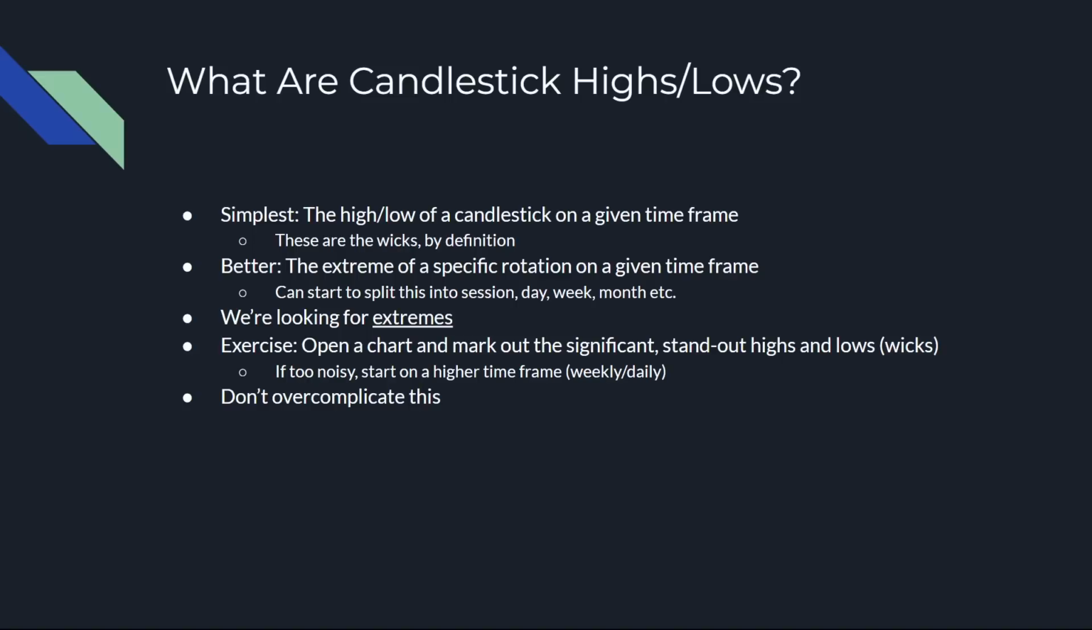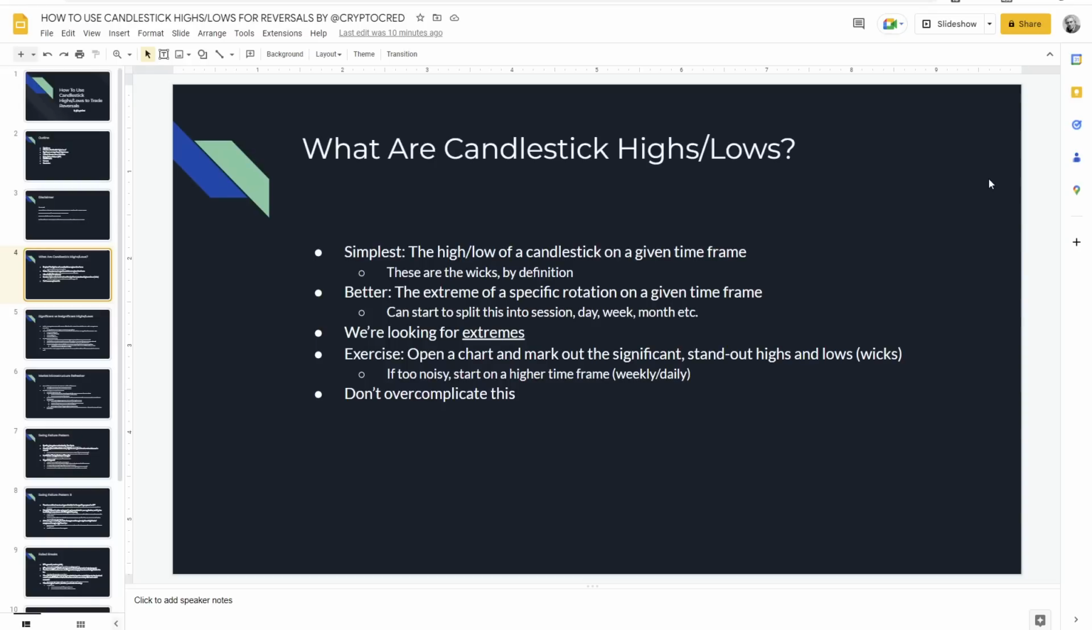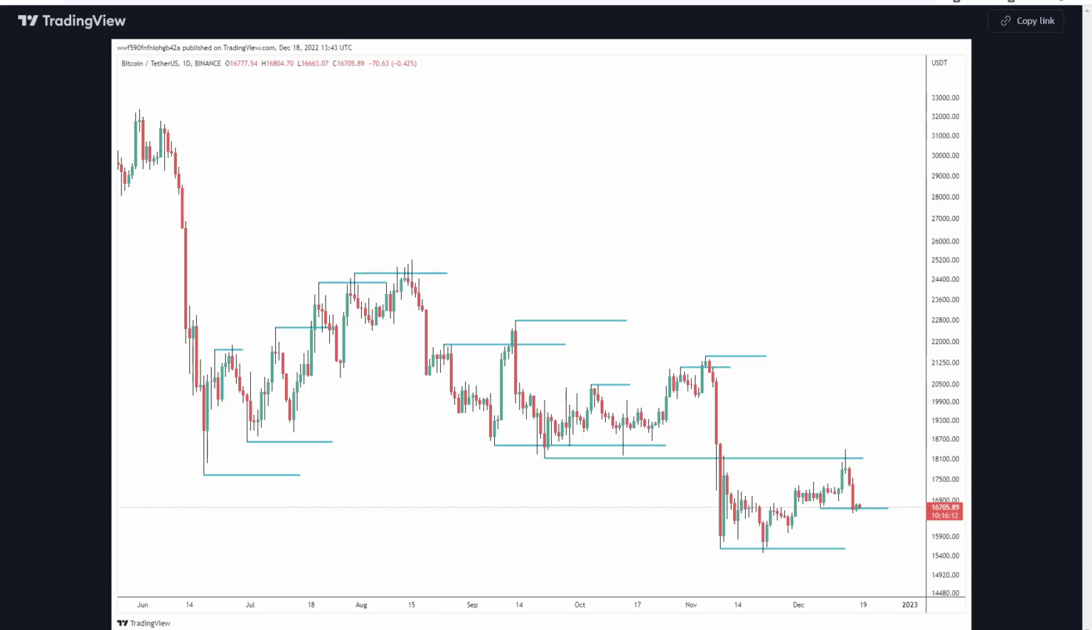And again, a recurring theme throughout this whole presentation will be don't overcomplicate this. A lot of what we're going to be talking about is dependent on other market participants seeing these highs and lows and trading around them. So if it doesn't stand out to you, it's probably not too significant. So you can either pause the video and do that exercise. I'm going to jump forward and show you a quick example of what that might look like on the Bitcoin daily chart. Here we go.